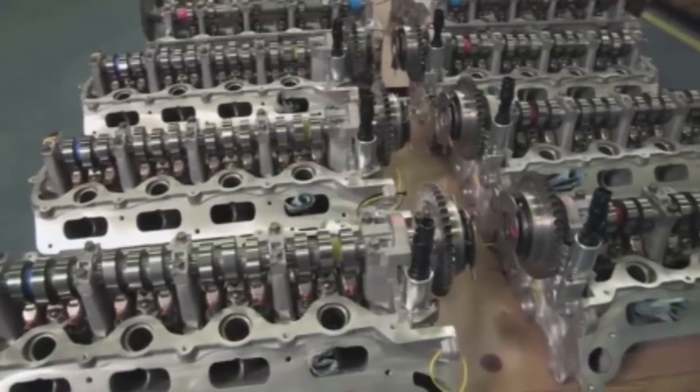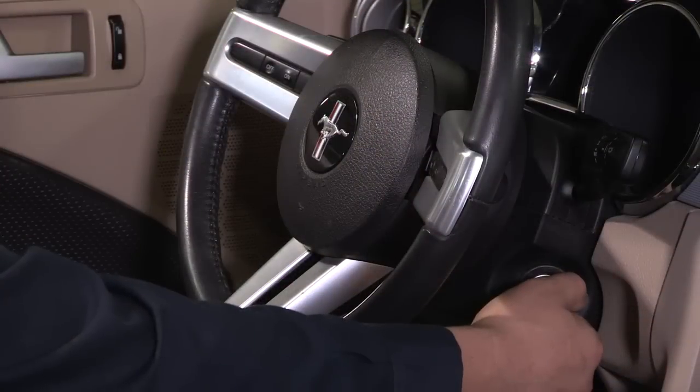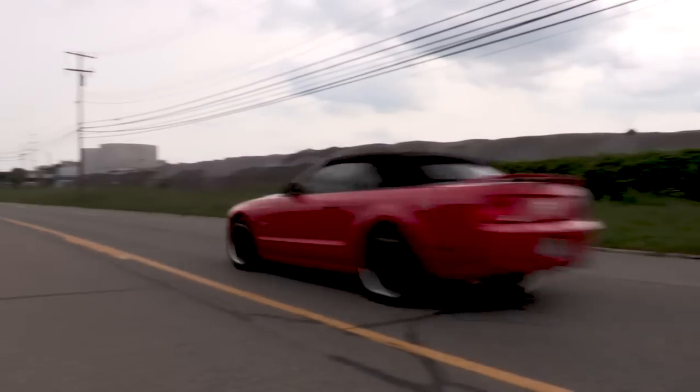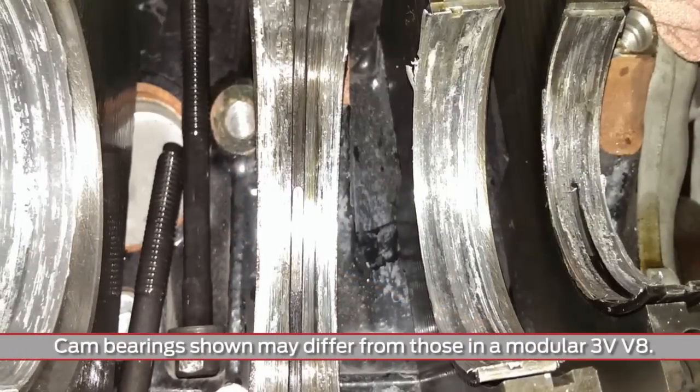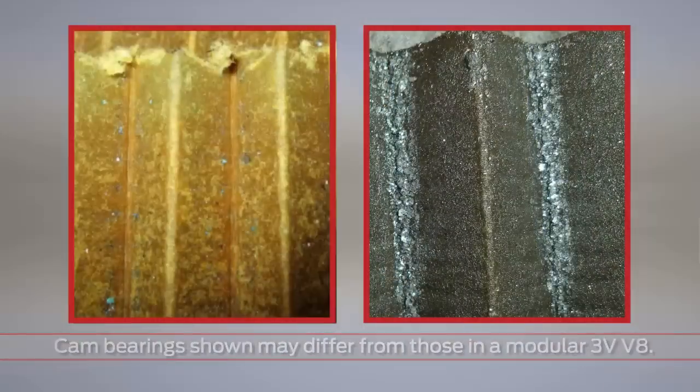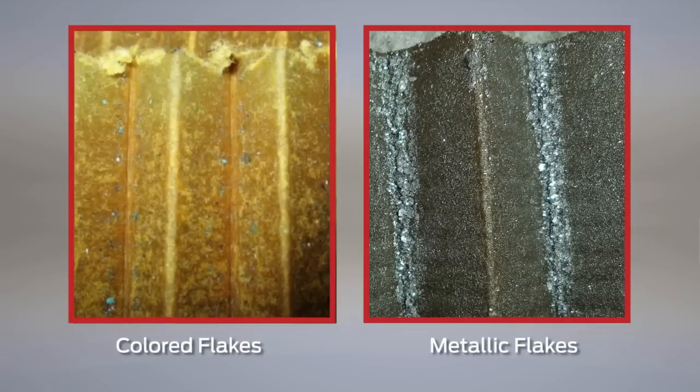That's just the paint used during the assembly process. It will not affect engine operation or durability. This shouldn't be mistaken for bearing failure, so carefully inspect for colored flakes versus metallic flakes.